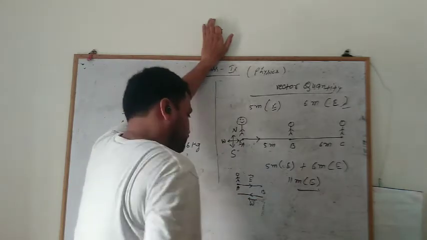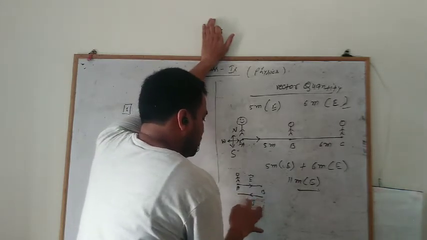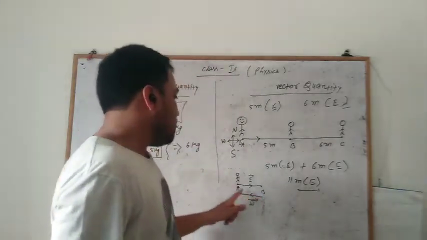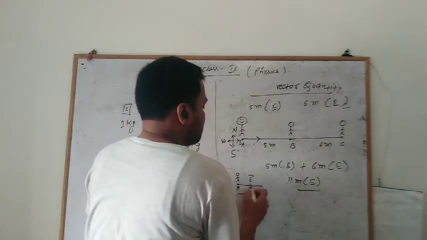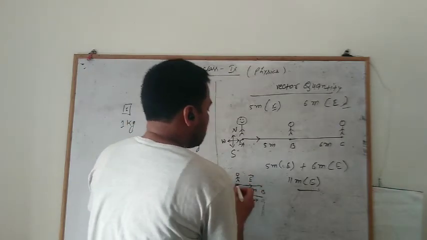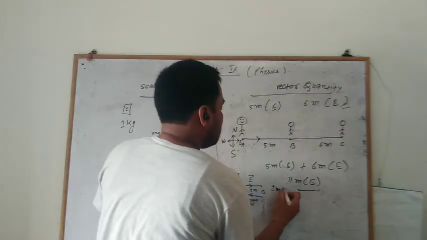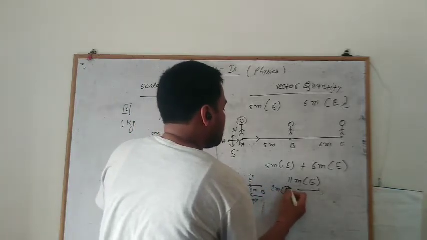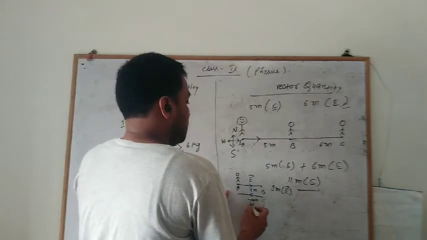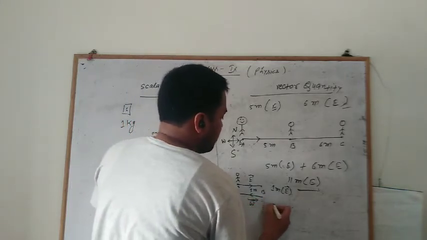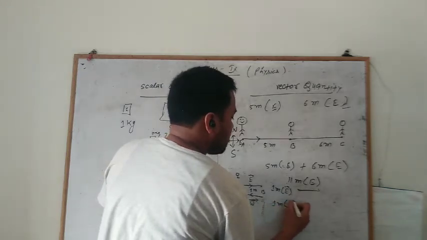Okay, that is in west direction. So what happens, this person displaces, suppose this is 1 meter, from A to B, 1 meter in east direction. Okay, and now again it displaces from B to A in west direction, so 1 meter in west direction.